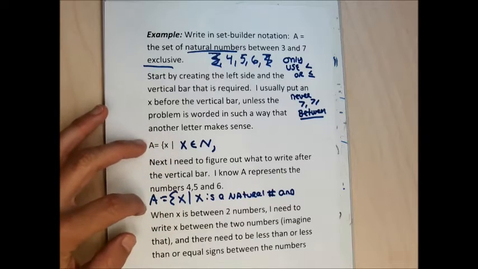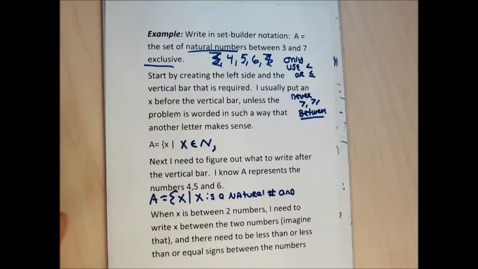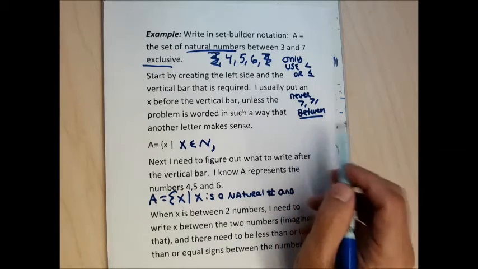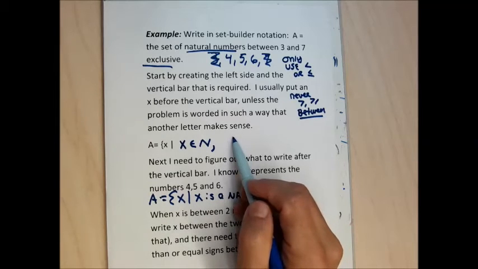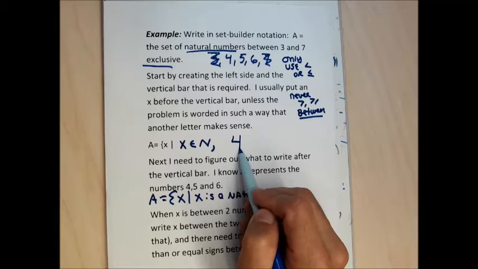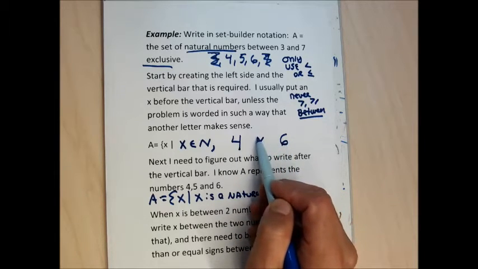Both of these tell me that x only contains natural numbers, so we're not going to have negative numbers, fractions, or decimals. After the comma, or after the word and, I need to do something that describes the numbers 4, 5, and 6. Usually when x has a smallest and a highest value, I put the smallest value first, the largest value last, and the variable in between those.